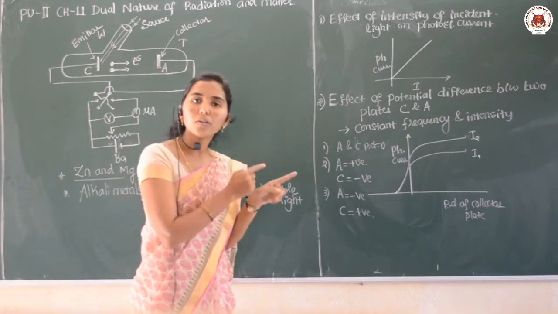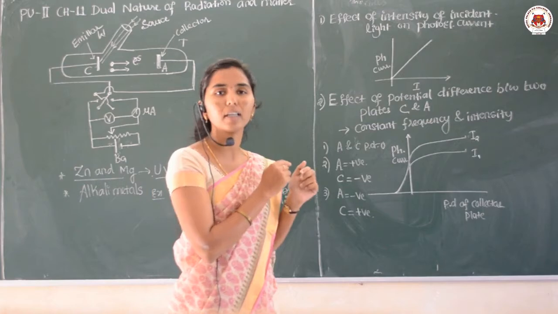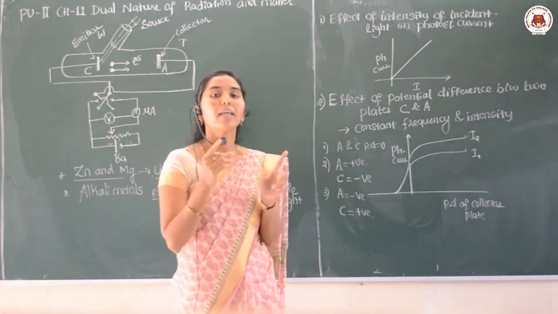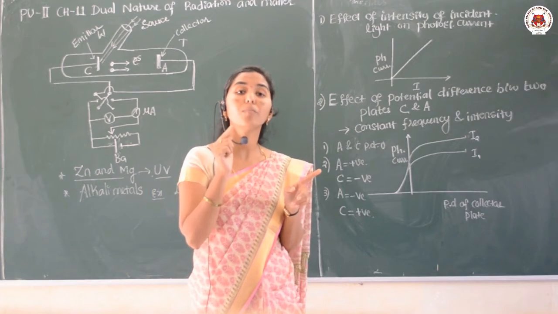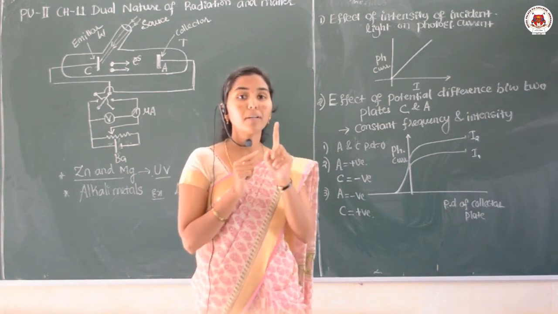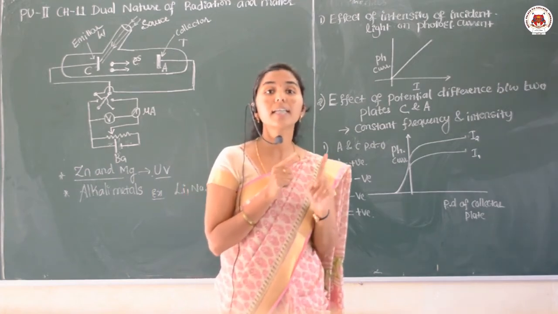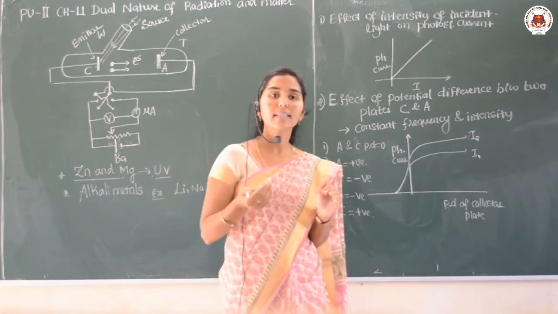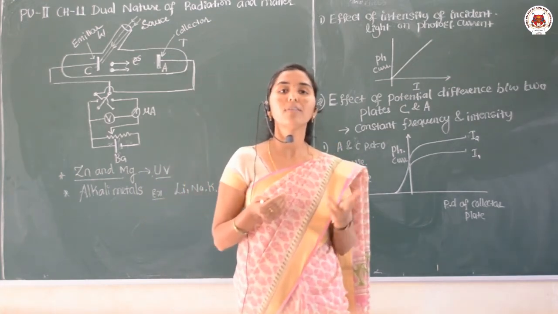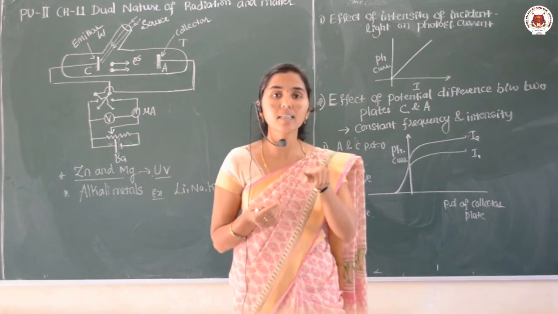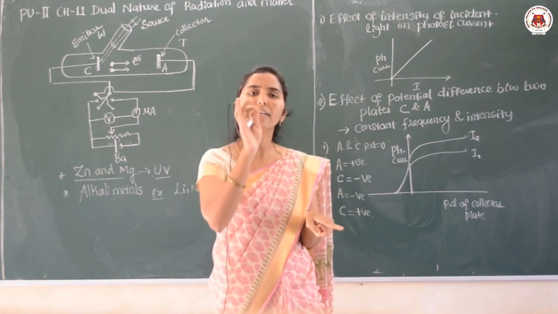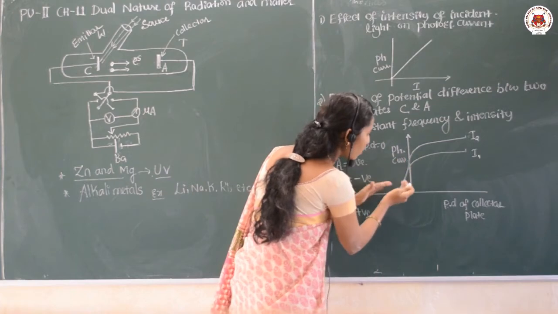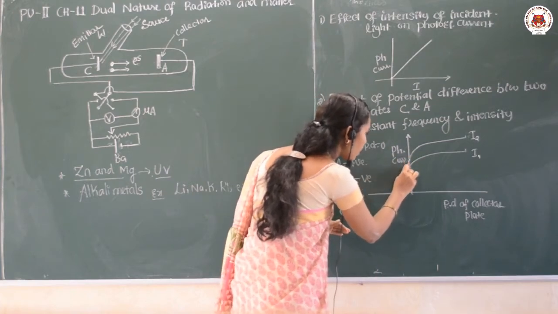Okay, so due to that repulsion between the photoelectrons and the collector plate, there is a decrease in the photocurrent. Remember this point, there is a decrease in the photocurrent. Therefore, as the negative potential of the collector plate increases, the photocurrent decreases. You can see here in the graph, this part of the graph, the photocurrent decreases.